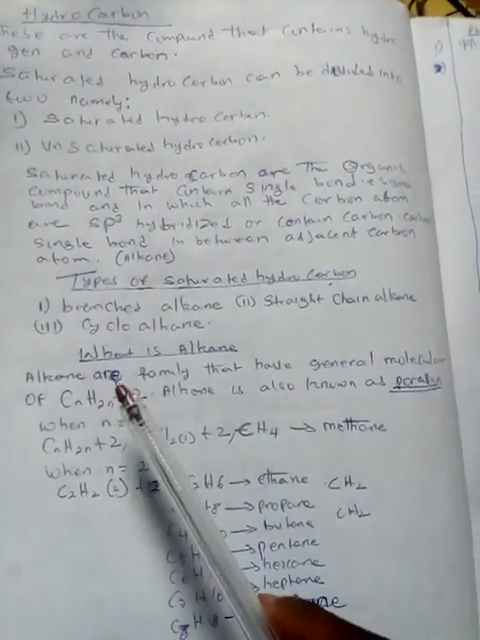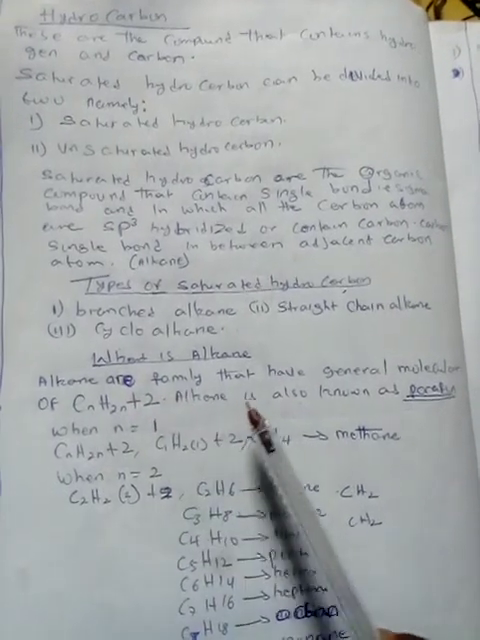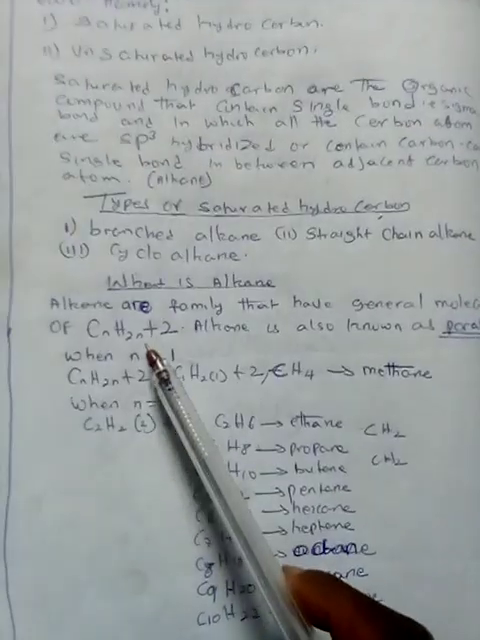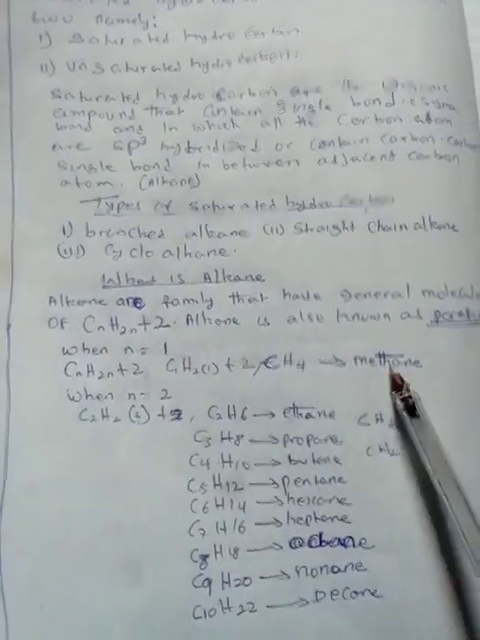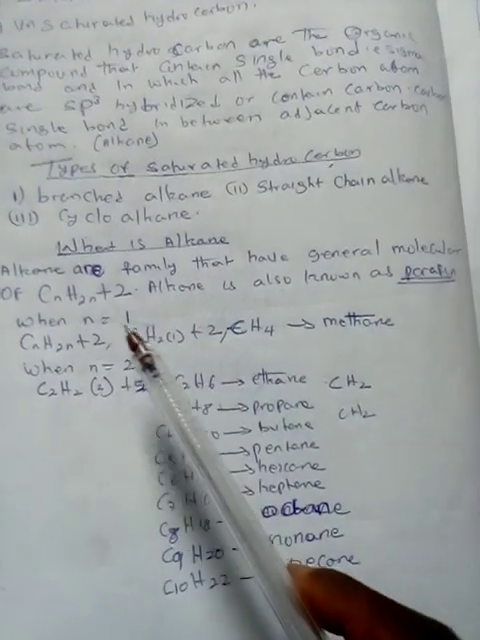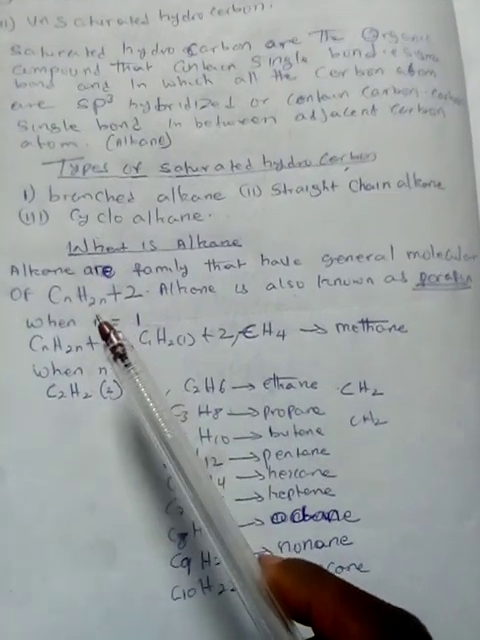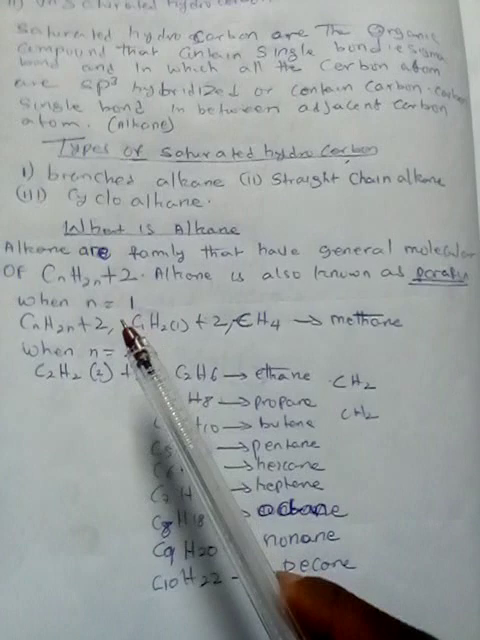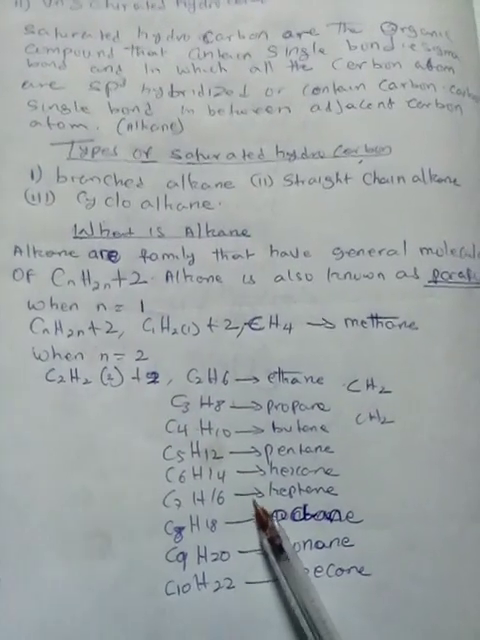What is alkane itself? Alkane is a family that has the general molecular formula of CnH2n plus 2. And we know that alkane is also known as paraffin. And if you want to know how we make use of this formula, and how we derive all these members of alkane that we have here.